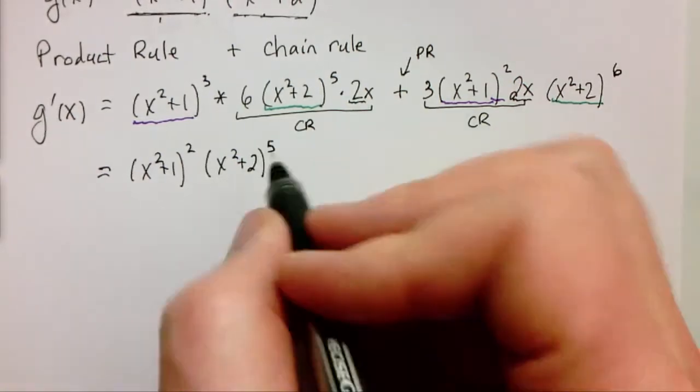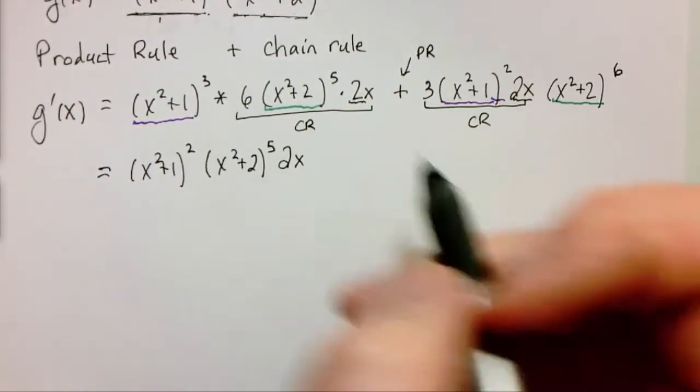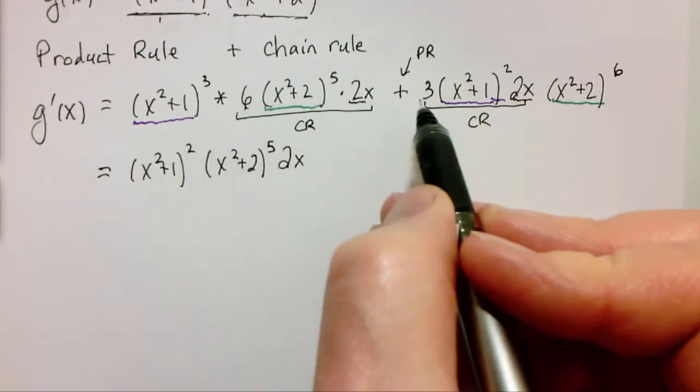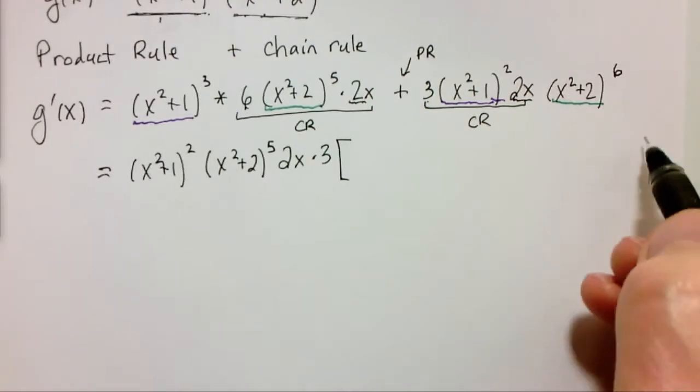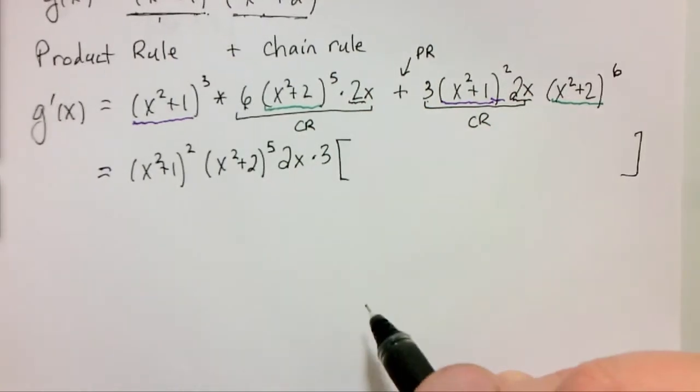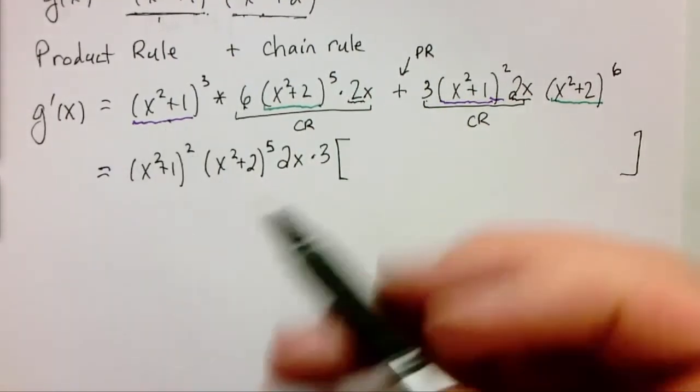I have a 2x in both places. I'm going to factor it out. There's a 3 here. This is 3 times 2. There's a 3 here, so I'm going to take that out. And then some big brackets. Now we write what's left. I took out 2 of these, so there's 1 left.